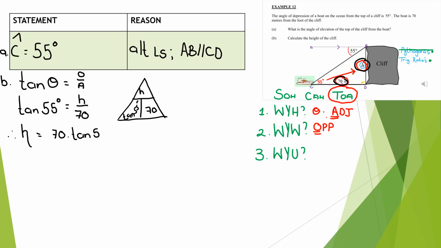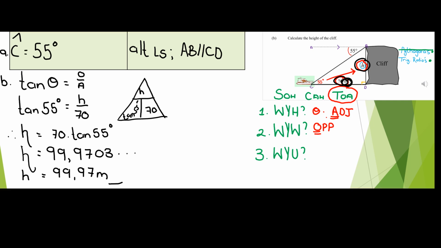tangent of 55 degrees. Take a second to figure out or calculate the length of the height. Pause to work it out. Okay, your calculator should give you 99.9703, and rounded off to two decimal places, this would be 99.97 meters. Okay, because they give us meters in the question, and that is the answer to these two questions from this example.